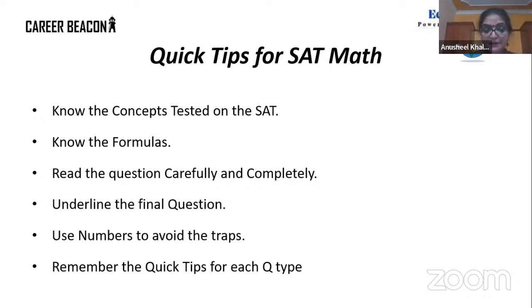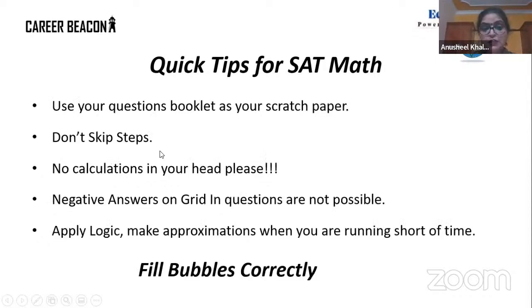And as you must have seen, I have underlined the final question in every question, so you should do that as well, right? And then you can use numbers to avoid the trap answers on the questions where variables are involved. It's important to remember the quick tips for each question type, so that you can save a lot of your time and spend that time on time-intensive questions, right? Use your question booklet as your scratch paper. As I was writing on the screen, my screen was my scratch paper. So your test booklet should be your scratch paper, right?